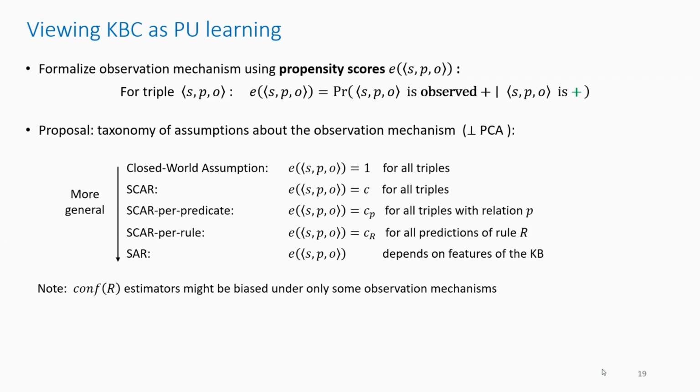This way, the rule is a way to specify a feature for the group of predicted triples. And lastly, the SAR assumption is the most general assumption one can make. Under the SAR assumption, the probability of a positive example being observed depends on the features of the knowledge base. Now, note that the different confidence estimators might be biased under only some of these observation mechanisms.